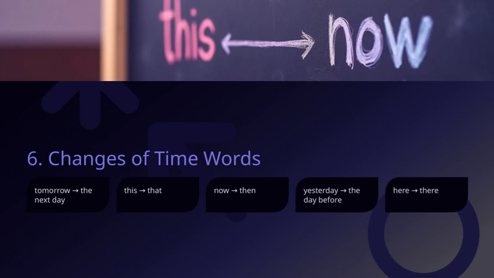These changes of time words are crucial because they help us accurately describe different moments in time and space, which is essential for clear and effective communication. They also connect well with the overall theme of understanding how to express different perspectives in English.